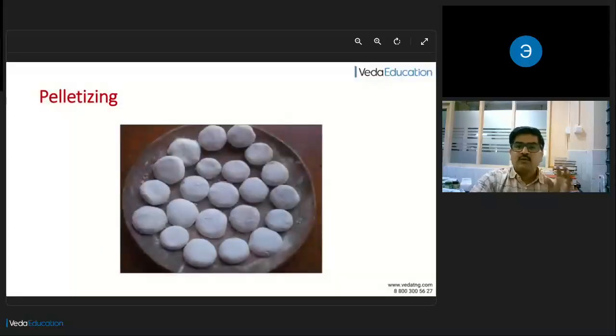Okay? So after this bhavana or after grinding, that material, that paste will be converted into this kind of coins or disc-like structures. These structures will be kept inside the furnace.